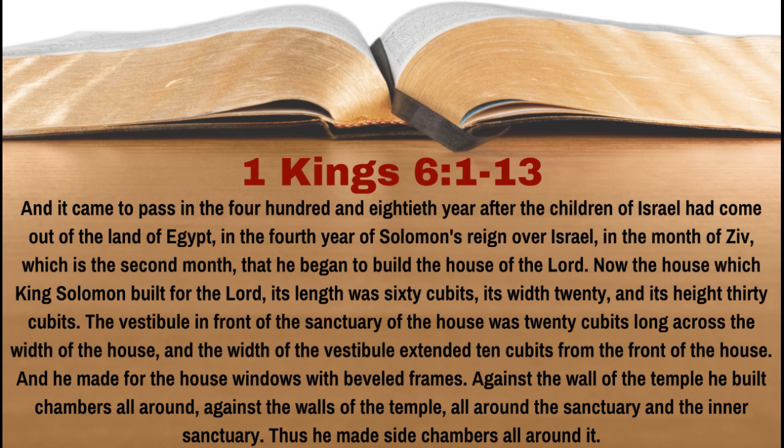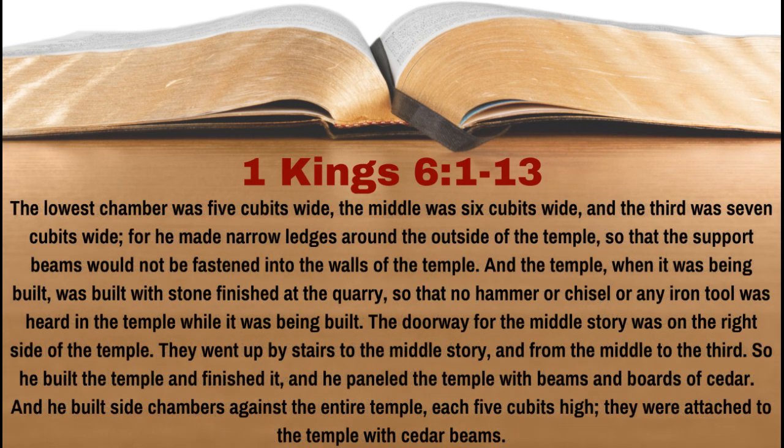And he made for the house windows with beveled frames. Against the wall of the temple he built chambers all around, against the walls of the temple, all around the sanctuary and the inner sanctuary. Thus he made side chambers all around it. The lowest chamber was 5 cubits wide, the middle was 6 cubits wide, and the third was 7 cubits wide. For he made narrow ledges around the outside of the temple, so that the support beams would not be fastened into the walls of the temple.